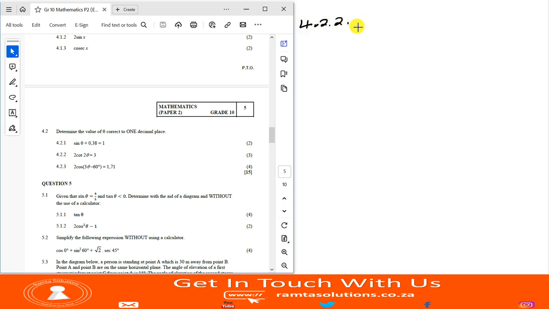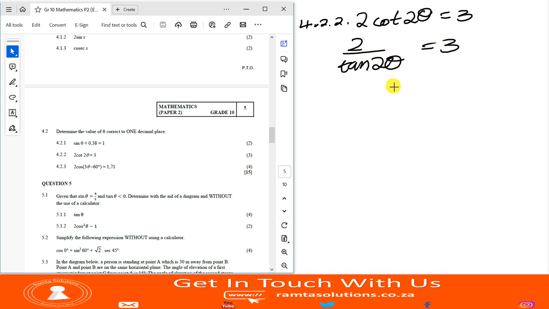4.2.2, we are looking for 2 cot 2 theta equals 3. Now this is interesting, guys, for one reason. Your calculator doesn't have cot defined, isn't it? So we know cot is a reciprocal of tan. So this is 2 over tan 2 theta equals 3. Tan 2 theta equals 3.